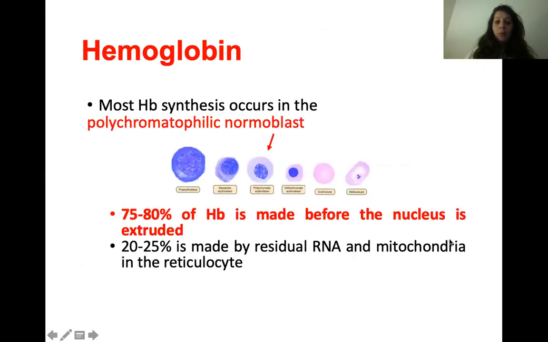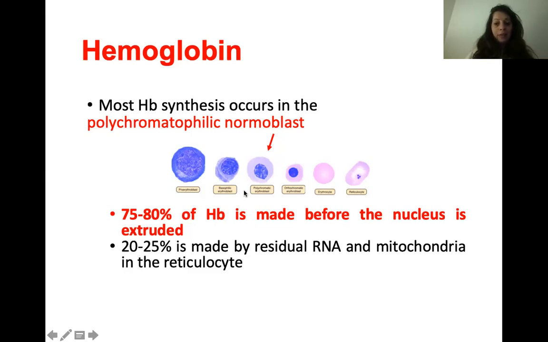So most hemoglobin is synthesized in the polychromatophilic normoblast, and we learned about the stages of development of the red blood cells. And to remind you that the polychromatophilic normoblast is this cell in which there is still a nucleus, but it's not as big, and the ratio between cytoplasm to nucleus is increasing compared to the previous cells.